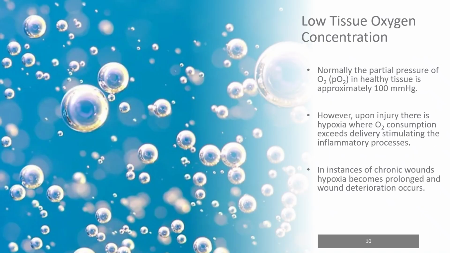Low tissue oxygen concentration can also affect wound healing. Normally, the partial pressure of oxygen in healthy tissues is about 100 millimeters of mercury. However, upon tissue injury, there is hypoxia where oxygen consumption exceeds the delivery, stimulating the inflammatory process. In instances of chronic wounds, hypoxia becomes prolonged and wound tissue deterioration occurs.